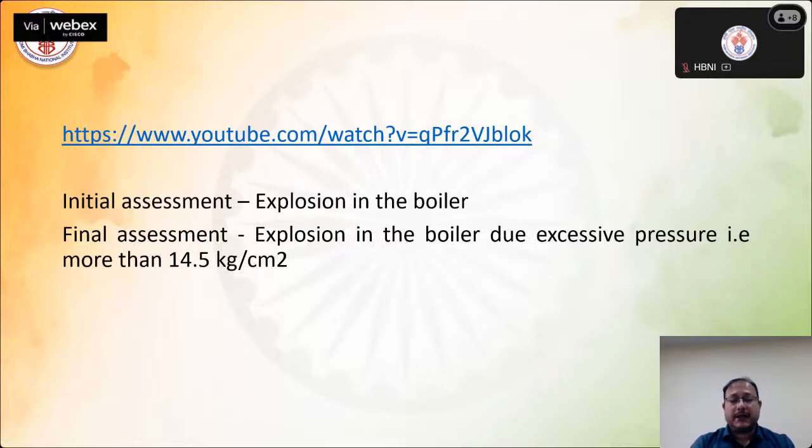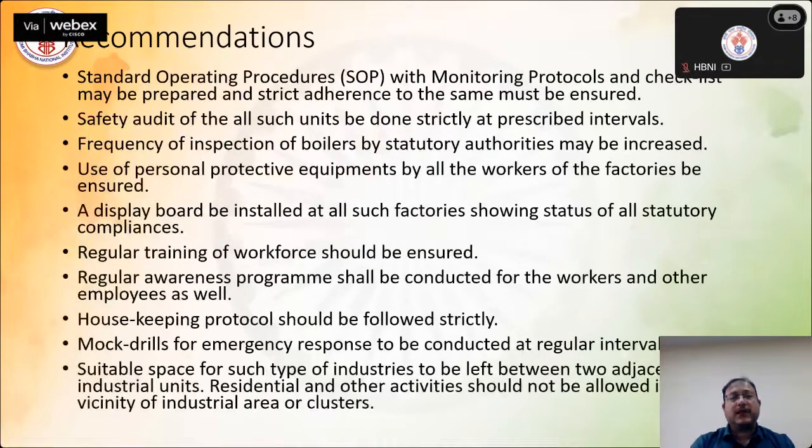So you can easily monitor and say that the pressure has increased disastrously, and then it resulted in the explosion of the boiler. What were the recommendations? The standard operating procedures with monitoring protocols and checklists may be prepared, and strict adherence to the same must be ensured. That means it was not available until after the incident took place. The authority raised the concern that it was not present there.